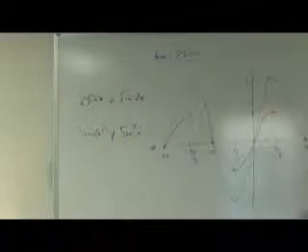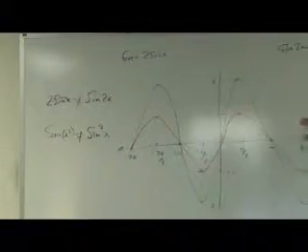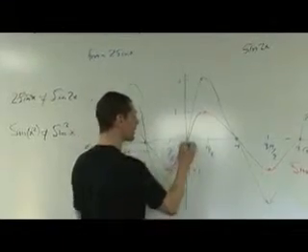How are we going to graph sine of 2x? Well, we'll plug and chug some numbers. When x is 0, sine of 2 times 0 is still 0, so here is 0.